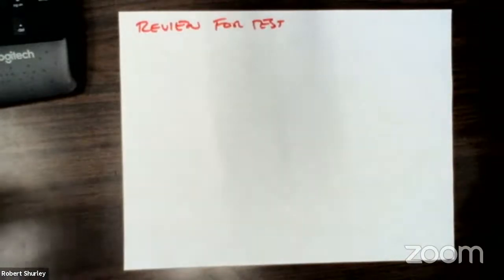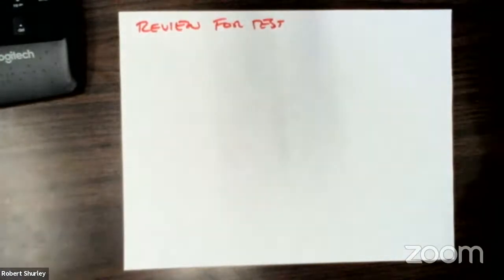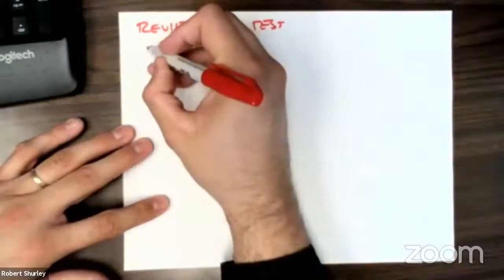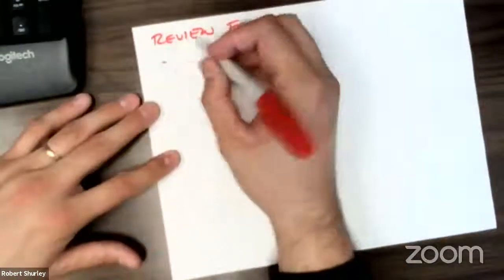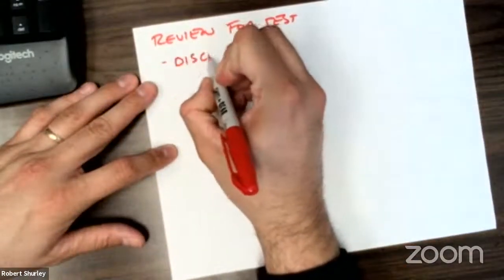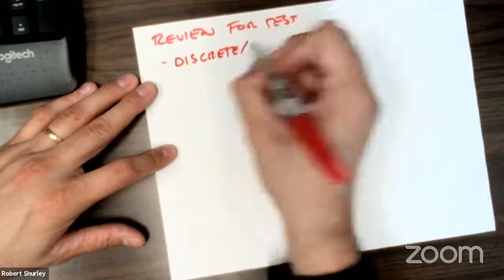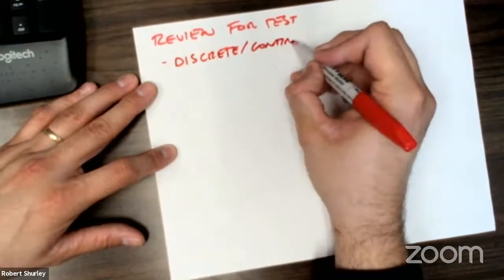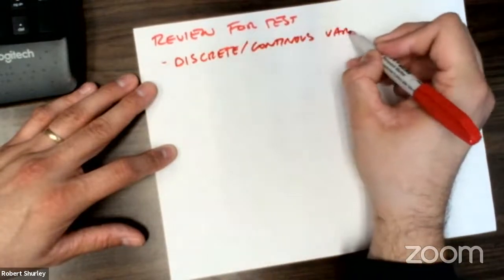So the very first part of this semester really had to do with definitions. And remember we talked about different kinds of variables. We had discrete and continuous variables. That's going to be on there. Discrete slash continuous variable.